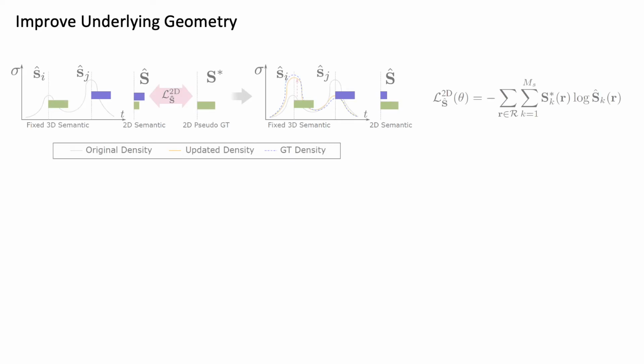To improve the underlying geometry, we leverage noisy 2D semantic predictions as pseudo-ground truth and apply cross-entropy loss on the fixed semantic map. To illustrate why it boosts density prediction, consider a ray marching through the image. If its corresponding pseudo-semantic label is correct, it increases the volume density of 3D points inside the correct bounding primitive and suppresses the density of others. Otherwise, it will cast no or little influence in backpropagation.